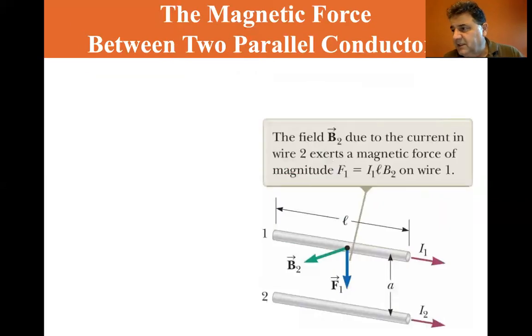The next section is 29.2, magnetic force between two parallel conductors.